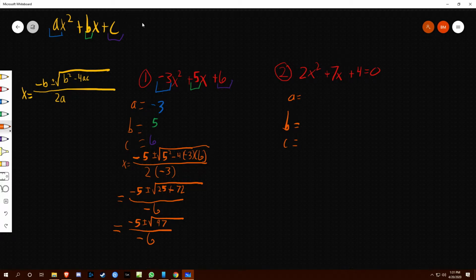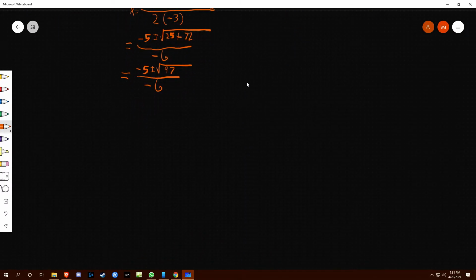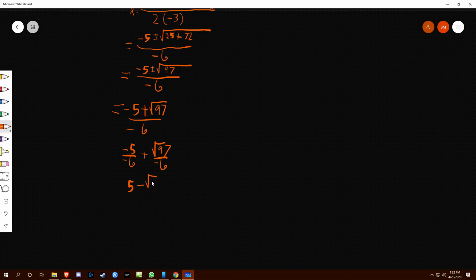Now, what's also happening, just in case any math people are on here so they don't yell at me, is we have equals negative 5 plus radical 97 divided by negative 6. So what's really happening is we have negative 5 divided by negative 6 plus radical 97 divided by negative 6. So these negatives become a positive, so we have a positive 5 over 6. This negative is going to turn this into a negative square root of 97 divided by 6.